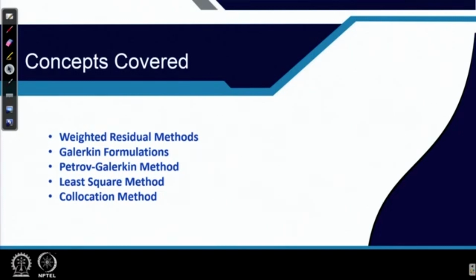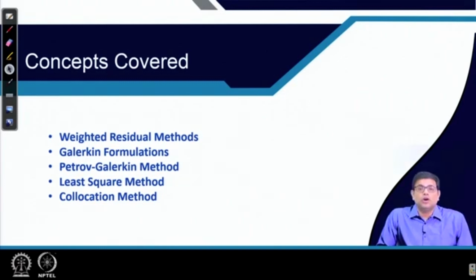Since we have already understood the Rayleigh-Ritz method, the weak form, or the variational statement, we will briefly discuss different weighted residual methods like Galerkin's formulation or Galerkin's method, the Petrov-Galerkin method, the least square method, and one of the other methods I mentioned earlier, the collocation method. I will also discuss that in the process.